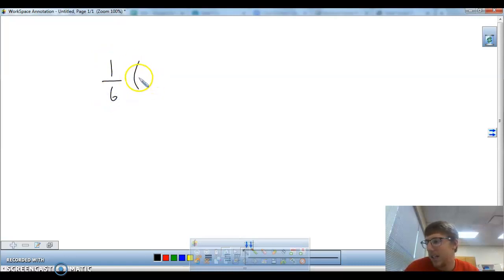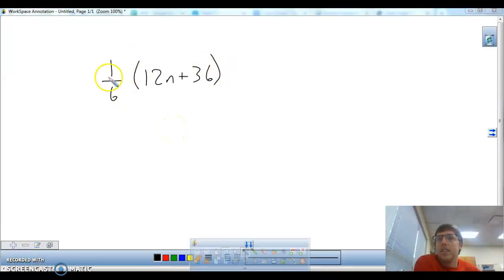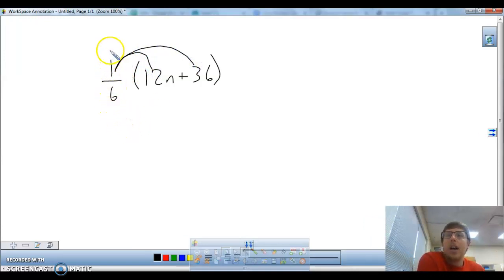1/6 times 12n plus 36. Sorry, I had somebody at the door there. Okay, so again, there's no different than normal numbers. It's 1/6 of this whole thing. Instead of a 6 being out here, now we've got 1/6 of everything. So we're still going to distribute. That 1/6 is still attached to the whole thing. All right, but we got to find what is 1/6 of 12n.